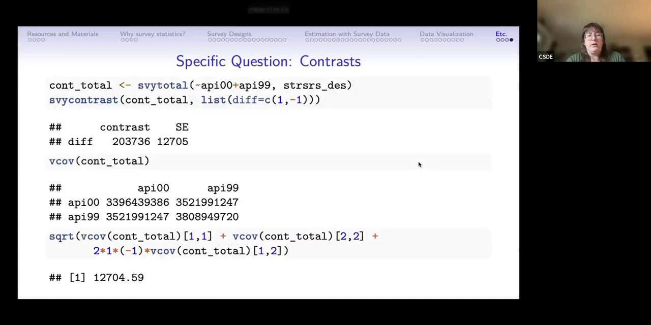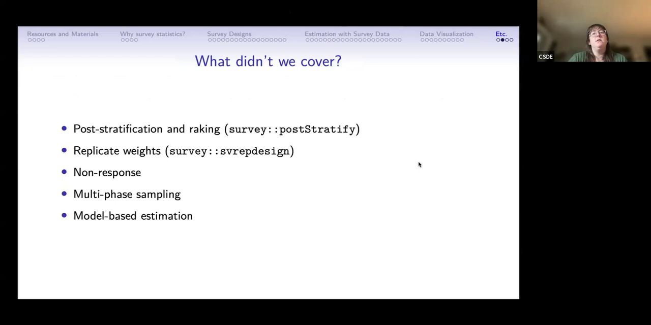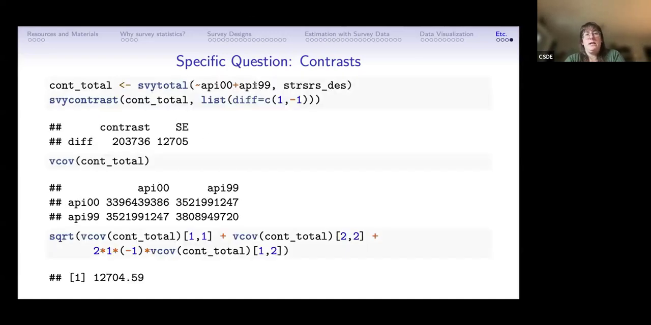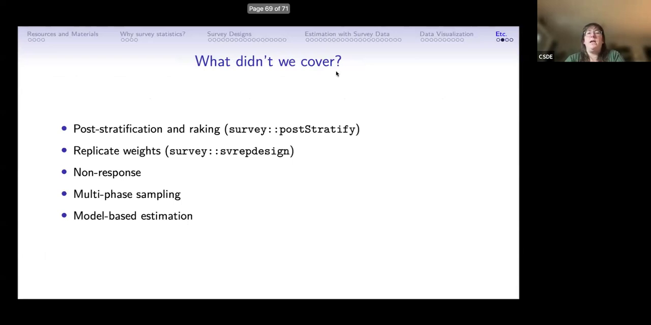This is extra. We don't really need to go through it. One time I did this talk and someone wanted to know how we would estimate the difference between two variables in a survey. So this is an example if you're interested in how we would go through that. But any questions?